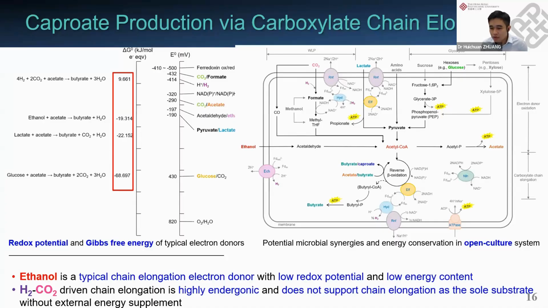So here we found that ethanol is the typical chain elongation electron donor, with no redox potential and low energy content. On the right-hand side, you can see the redox potential and the free energy for these different reactions. We also find that hydrogen and carbon dioxide driven chain elongation is highly energetic, and it actually doesn't support chain elongation with the soil substrate without external energy supplement.